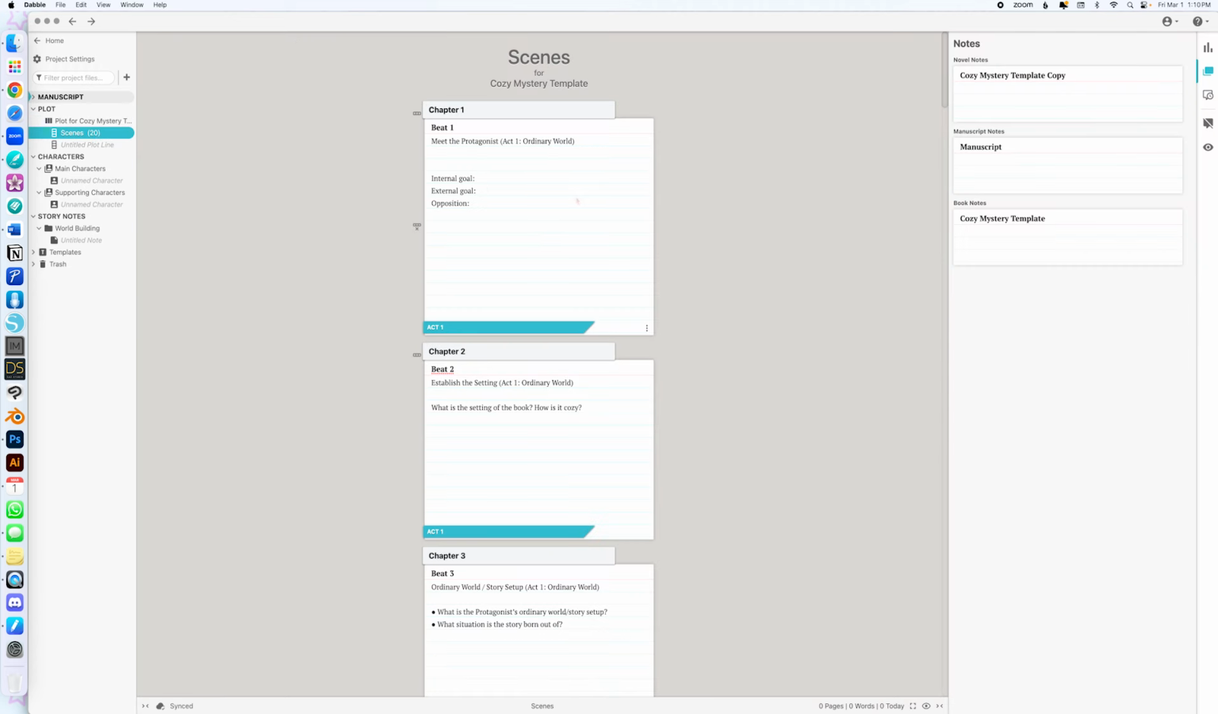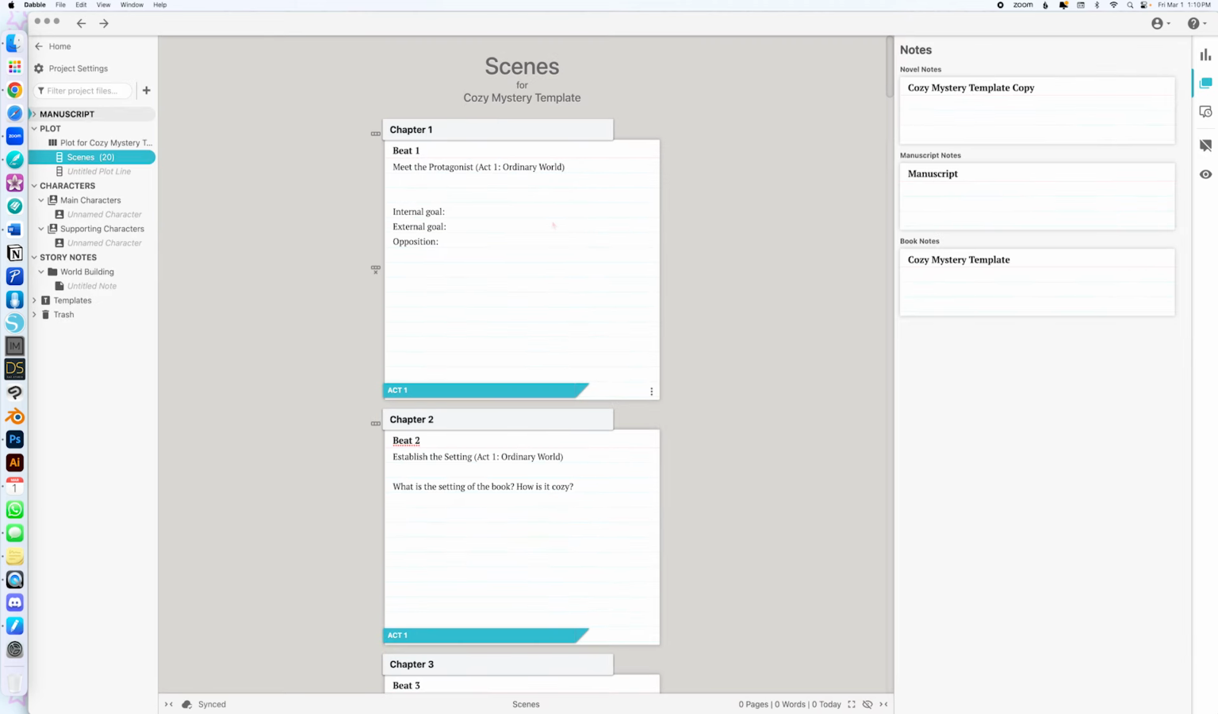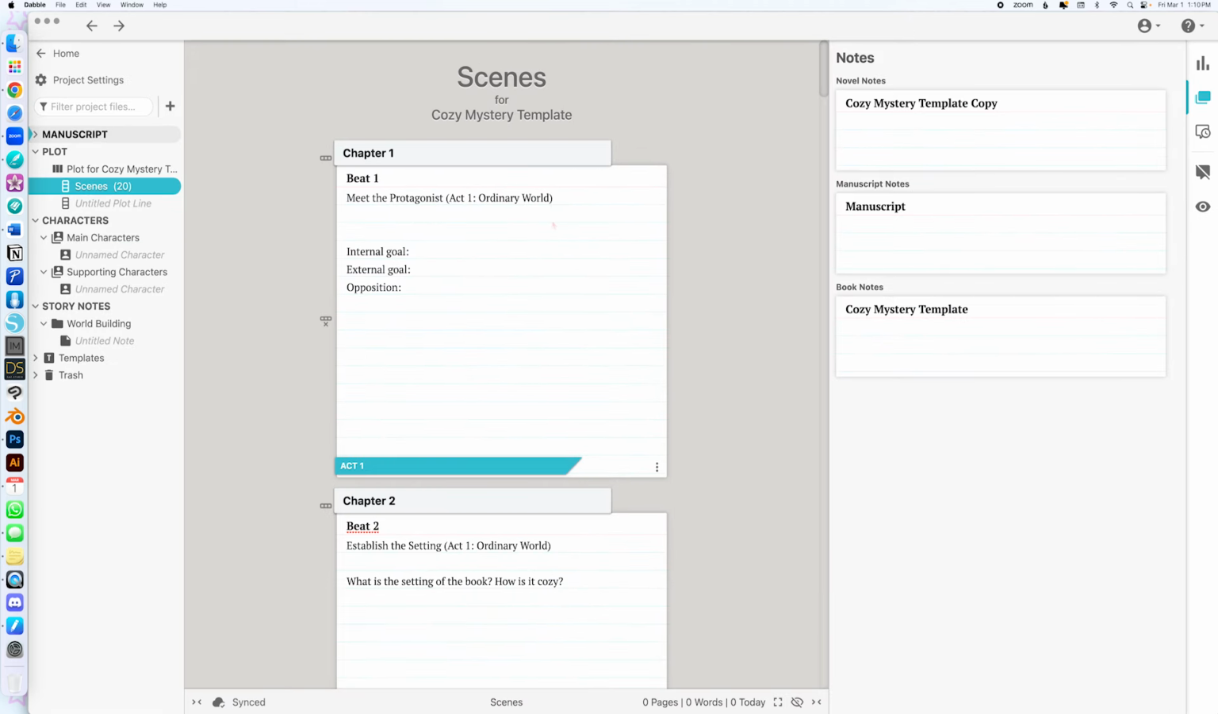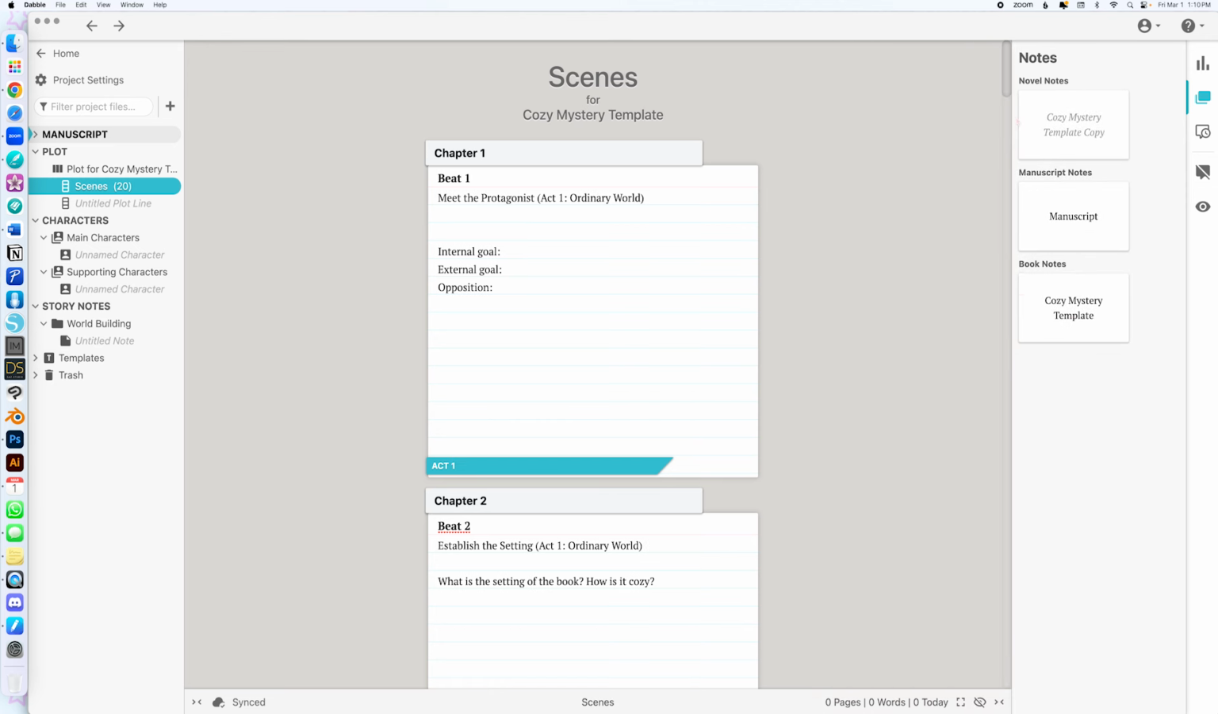So first things first, I'm gonna probably zoom in so you can see it better on the screen. And then let's make it this way because we don't need to see this kind of stuff here. But first thing first is the first beat.